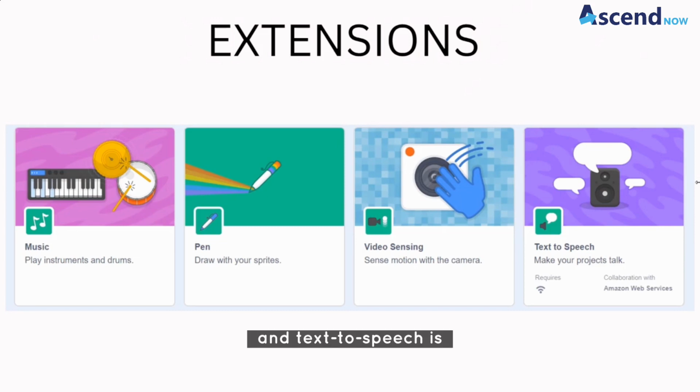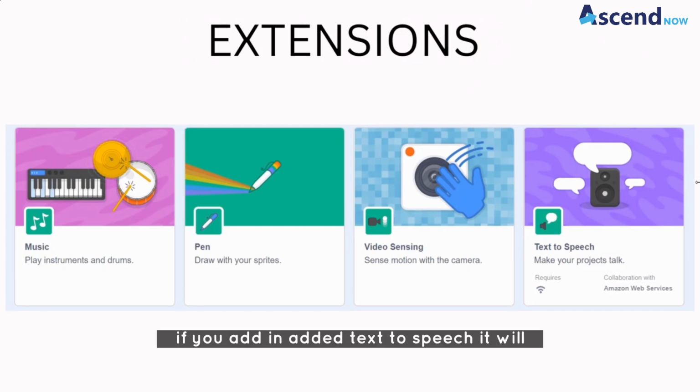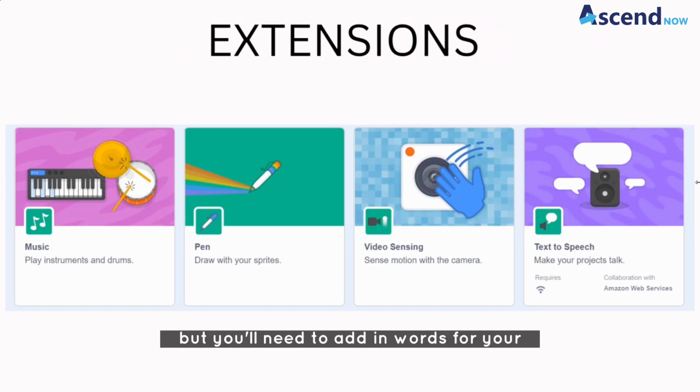And text-to-speech is an extension that helps your sprite speak in an automated voice. For example, Siri, right? Siri speaks in an automated voice. So if you add in text-to-speech, it will talk. You also need to add in words for text-to-speech to make sure it talks.